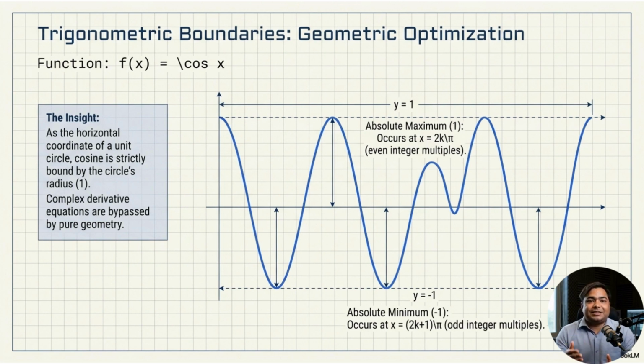The key insight is that trigonometric optimization can often be solved using geometry. We do not always need complicated derivative equations. If we understand the unit circle, we can identify maximum and minimum values directly. This is important because calculus is not only symbolic manipulation, it is also geometric reasoning.